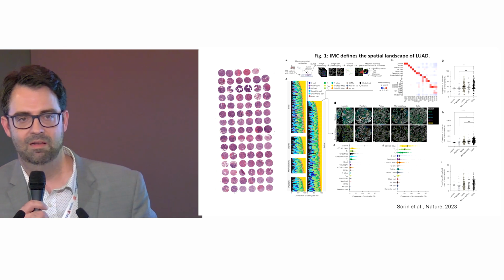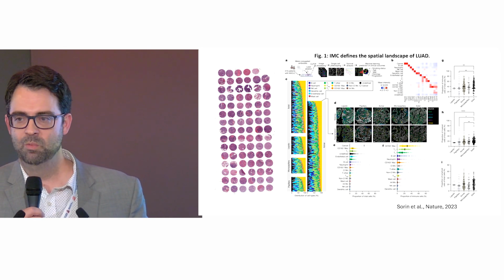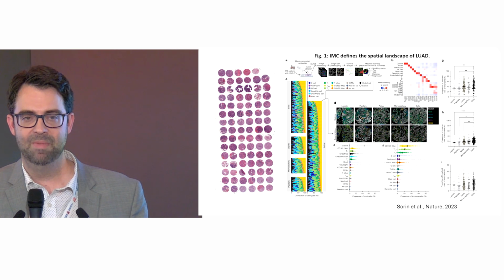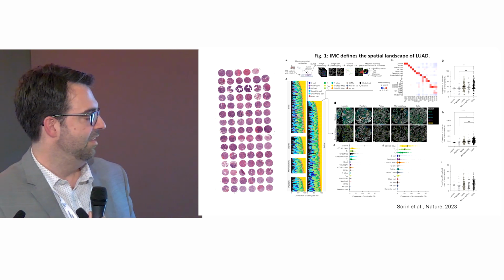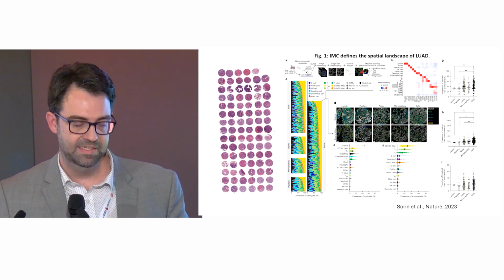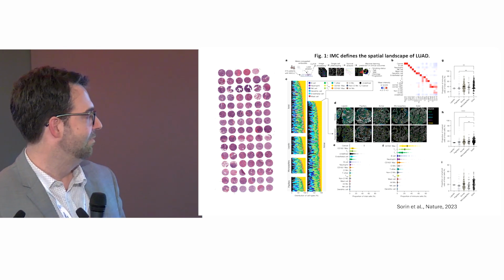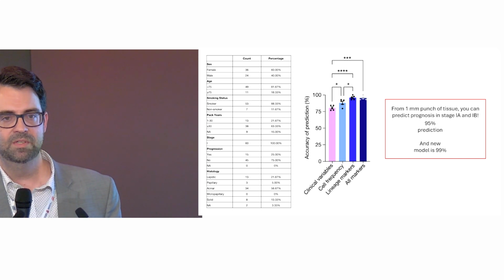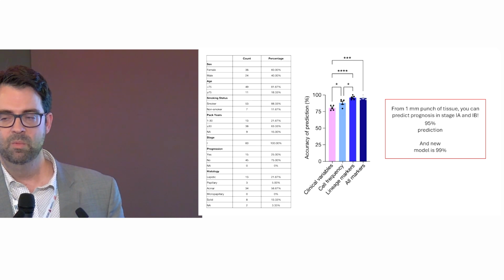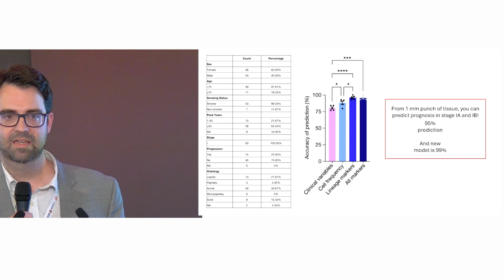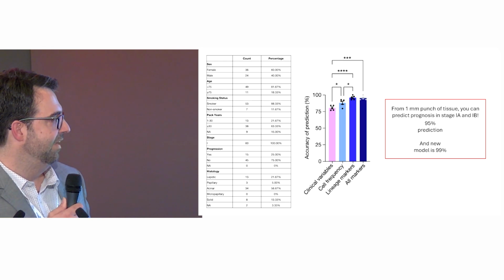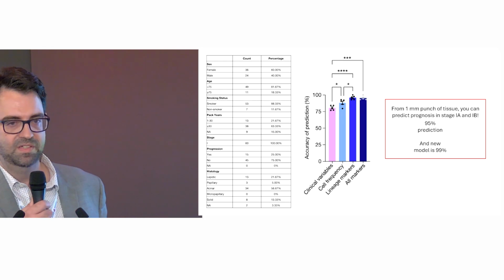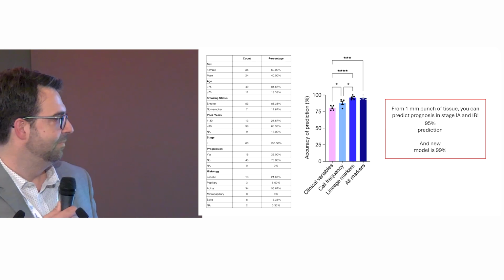This is just an overview of Logan's work. Maybe it's just to illustrate the point that we need to take a deeper look into the tissue. There's lots of information on the slide that we can tease out. I was fortunate enough to be part of this study, and we were able to say that from that little 1 millimeter punch, we could have a 95% prediction of how well a patient would do in a few years after the surgery. And the new model is now able to predict at 99% the prognosis of a stage 1A and stage 1B.